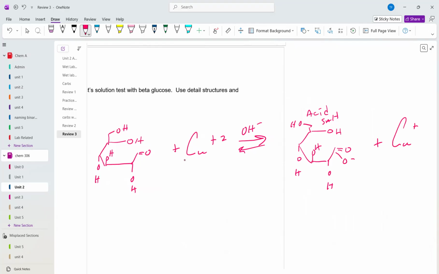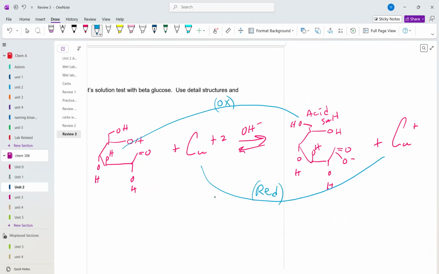Copper goes from +2 to +1. That's the part that's being reduced. And then the aldehyde is being oxidized to the acid. And because it's a basic environment, it's oxidized to the acid salt.